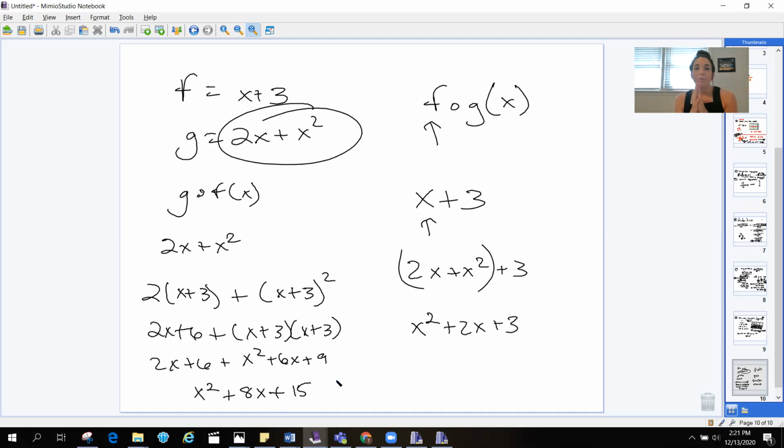Okay, so notice how we still took the same two equations, but if it's written one way, then we do something, and if it's written the other way, we do something else. So you just have to make sure that you're paying attention to how it's written. Is it f of g or g of f?